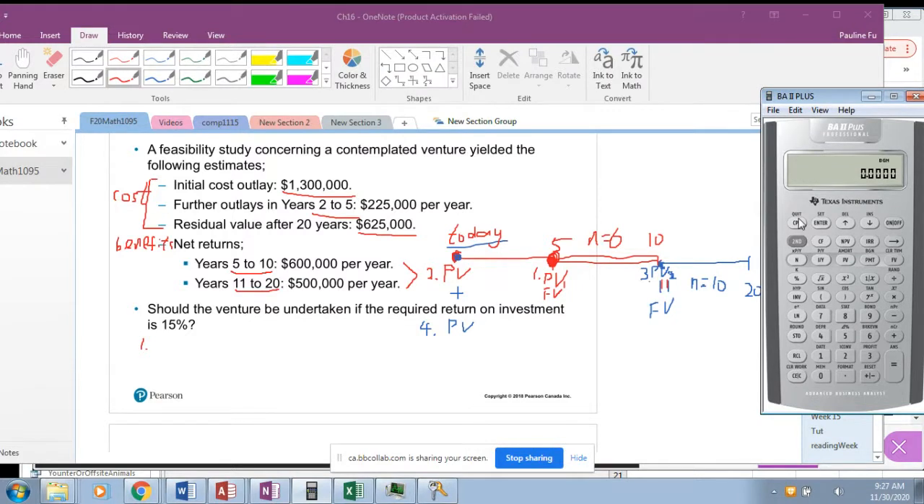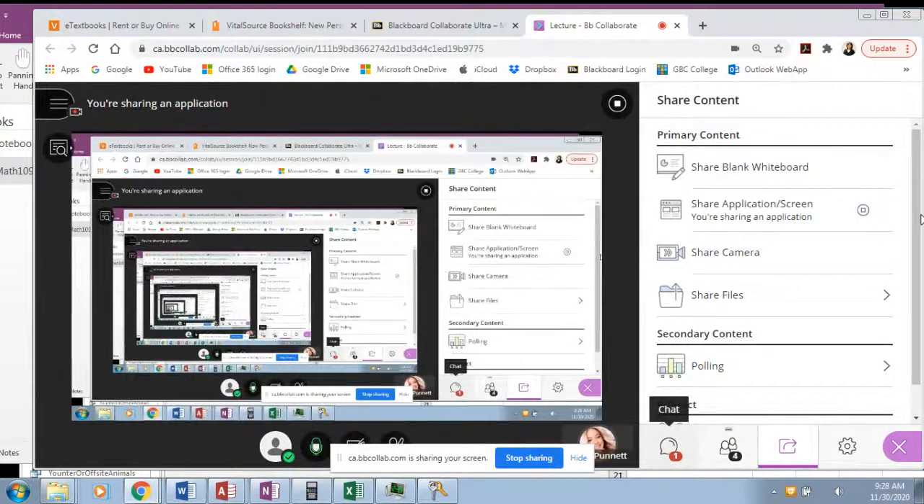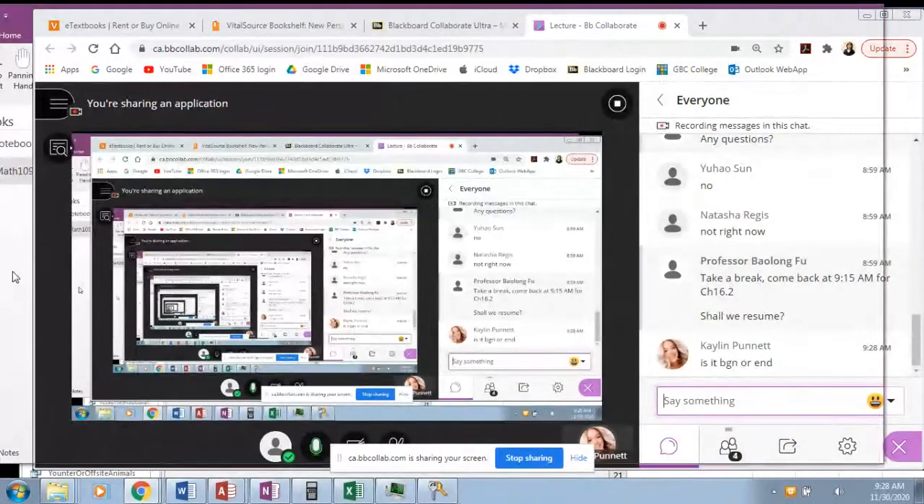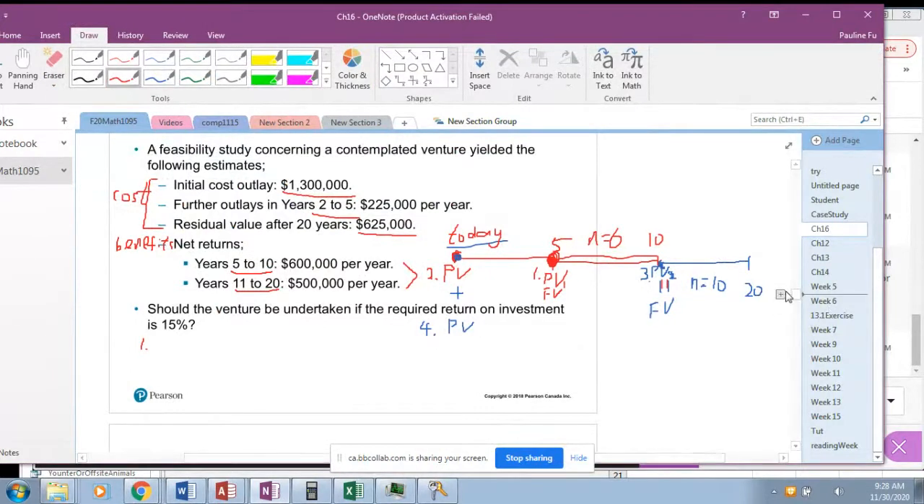PY equal to 1. Oh, this is the benefits. Remember, the assumption is you receive benefits at the end. I heard questions. Good question. The question is, is it begin or end? The benefit is at the end. The cost is at the beginning.